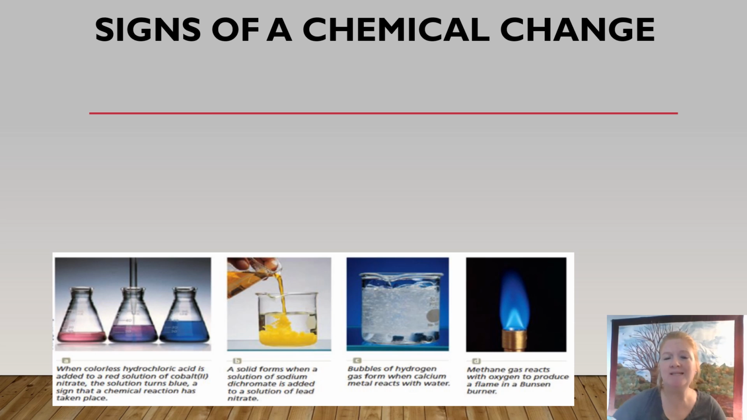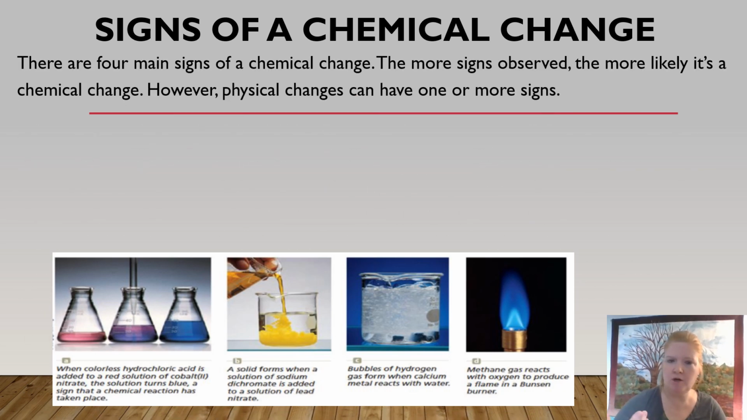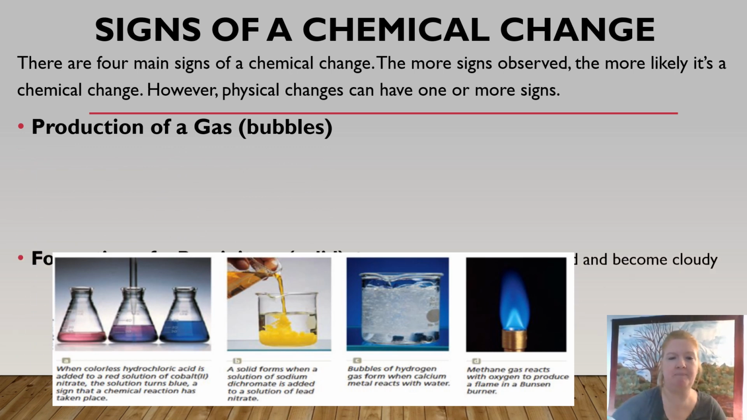There are some important signs of a chemical change to know. There are 4 main signs. You may see other places that list more signs, but we're going to focus on these 4. The more signs you observe, the more likely it is that it's a chemical change. Some physical changes can have one or more of these signs, so it's not a guarantee. First thing, production of a gas. So you see bubbles. That's a sign.